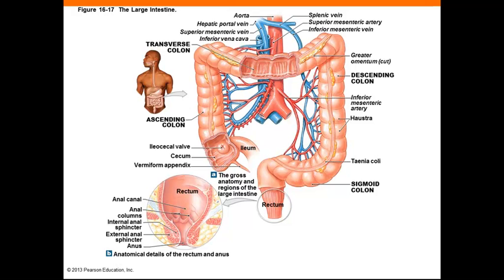Externally, it has the haustra, which are pouches that distend and elongate. The taenia coli are 3 longitudinal bands of smooth muscle, and the large intestine is subdivided into segments: the ascending colon, transverse colon, descending colon, and the sigmoid colon.